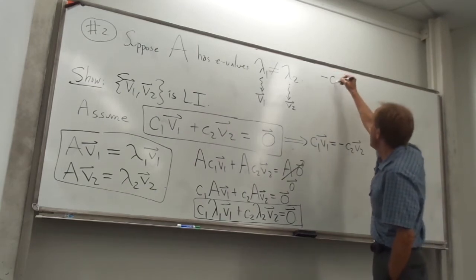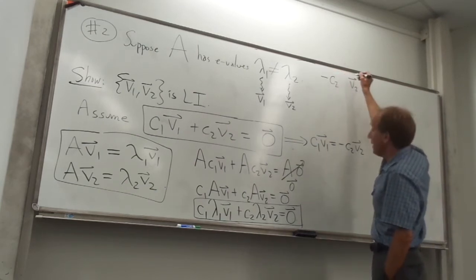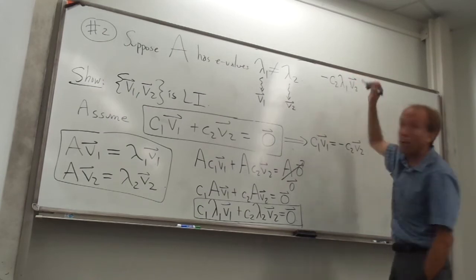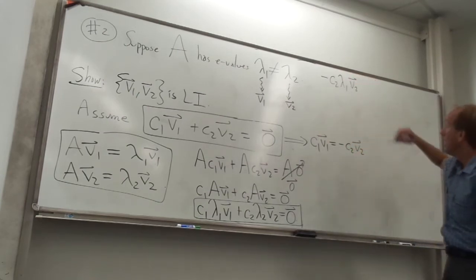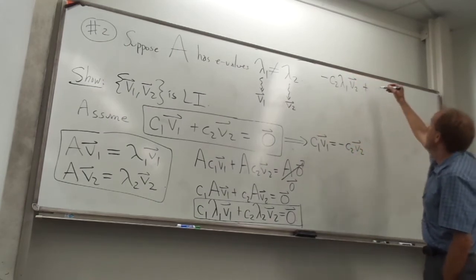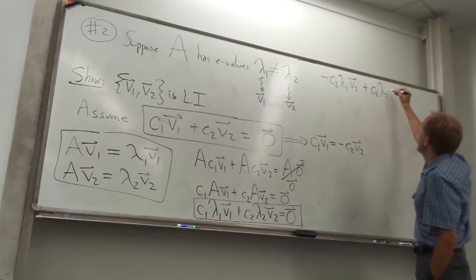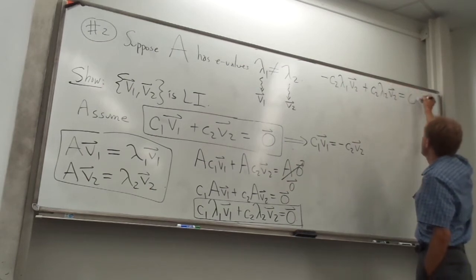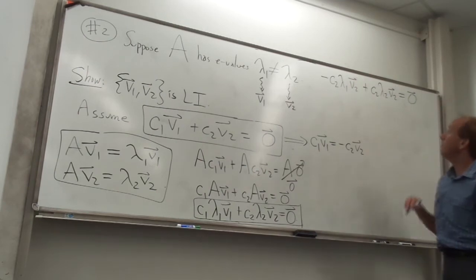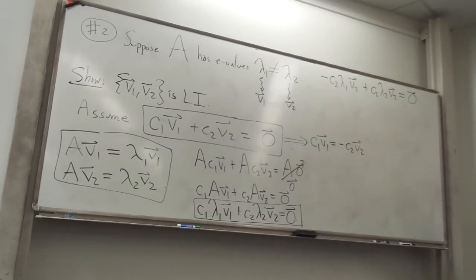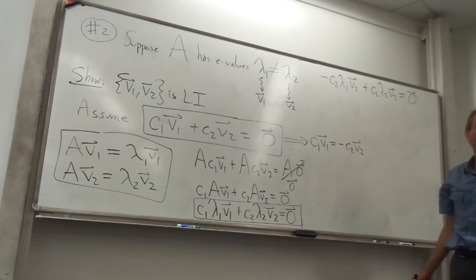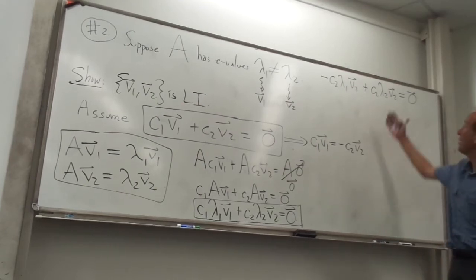C1, V1 is negative C2, V2, and then there's a lambda 1 that I don't want to forget about. Okay? And then plus C2, lambda 2, V2 equals 0. See, I've eliminated the V1 from the equation. Okay? We're getting close. What can I do with this?